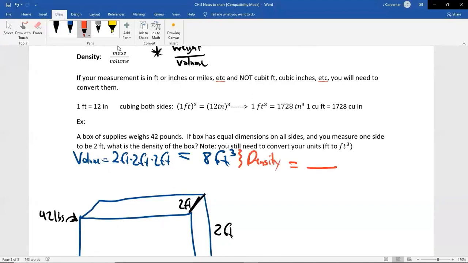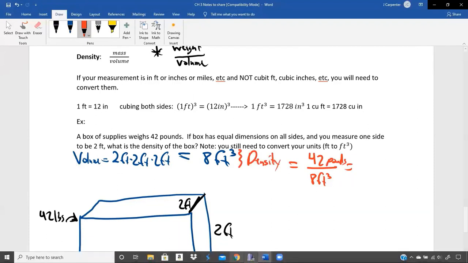So the 8 feet cubed, or 8 cubic feet, must go on the bottom. And the weight, which we said was 42 pounds, or the mass if we had it in, say, kilograms. Again, it's very interesting because pounds is a weight, but kilograms is a mass. Your mass in kilograms is the same on the moon, on Jupiter, on Mars, and on Earth, but your weight in pounds would be different because they take into account the gravity. I know it's weird, just go with it.